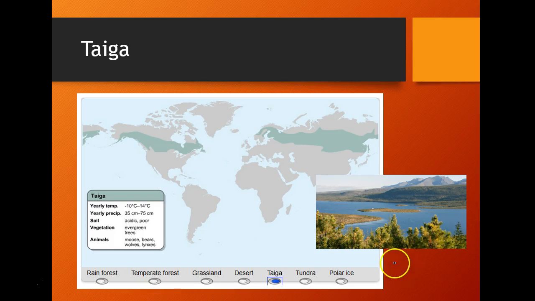We also have the taiga, and you see the taiga is found, if we were to say the equator was below here, we see that the taiga is far away from the equator, making it quite cold. And so you can see that there's very low temperatures. The soil is not very good. It's very acidic and poor. There's some trees, and there are also a variety of animals like moose, bears, wolves, and lynxes.